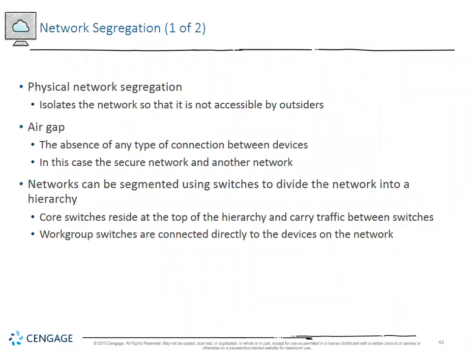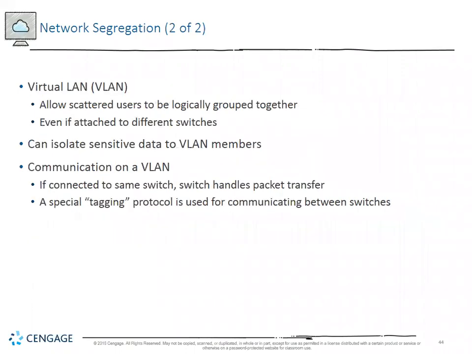All right, we can also physically segment our networks. Maybe the wireless is separated from the wired. You can also put an air gap between things, which is the absence of any type of connection between the two networks. It says networks being segmented with switches to divide them. We kind of already talked about that.